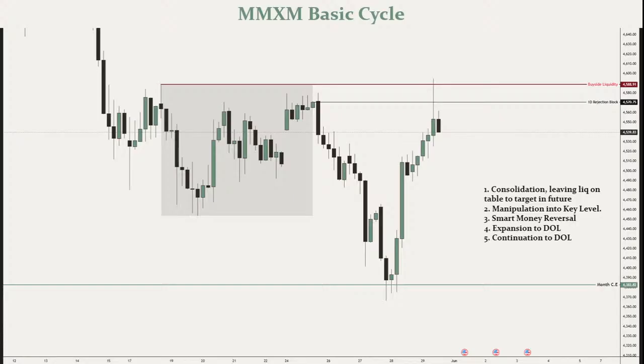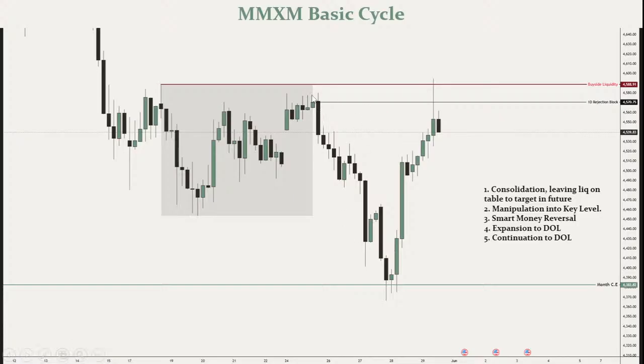So first of all, we have consolidation, which leaves liquidity on the table. If you look at this month, you will notice that we have a 4-hour fair value gap, and we created one, two, three, and four tops here, which price left intentionally and created the high of the week on Tuesday for a classic weekly profile.